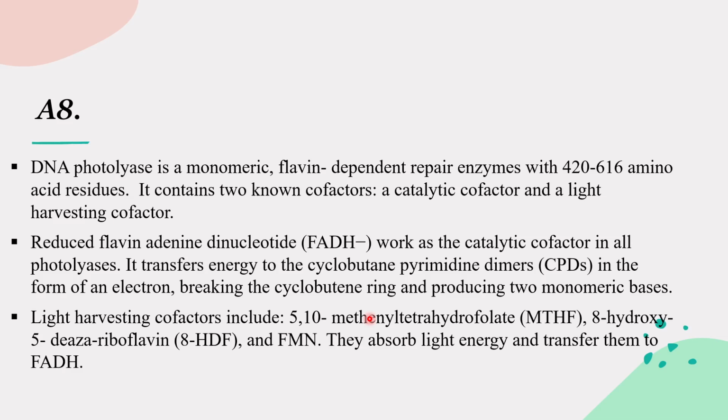I guess you can correlate this with photosynthesis, because there are also light harvesting factors in the chloroplast. So here these light harvesting cofactors absorb light and transfer it to the FADH molecule. So it becomes reduced to produce FADH minus, and this FADH minus transfers one electron to the cyclobutane pyrimidine dimer. Cyclobutane pyrimidine dimer means two bases are joined together. Okay, and it breaks the bond between them and produces single monomeric bases. Understood?